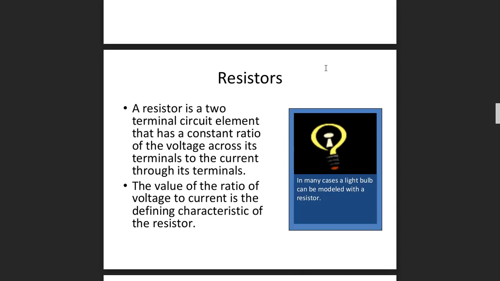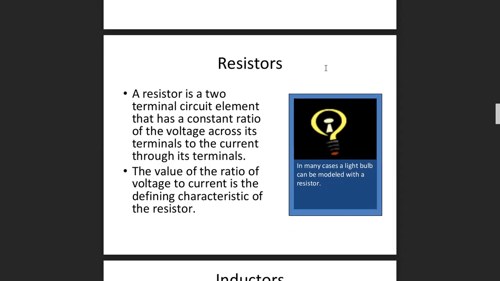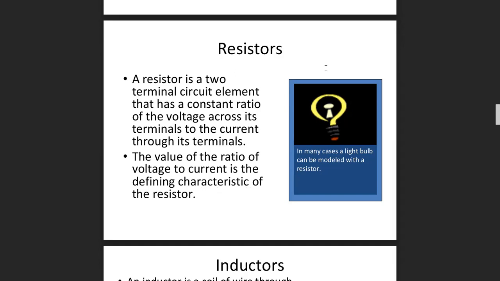A resistor is a two-terminal circuit element that has a constant ratio of the voltage across its terminals to the current through its terminals. The value of the ratio of the voltage to current is the defining characteristic of the resistor. As I have told you before, it gives a voltage drop across it. So we can say that it decreases the voltage, so it decreases the current flowing through it.